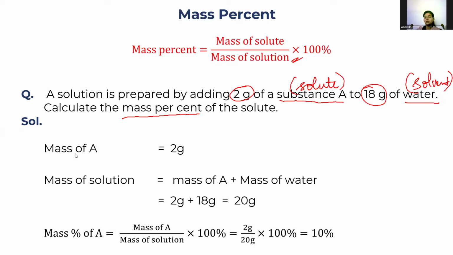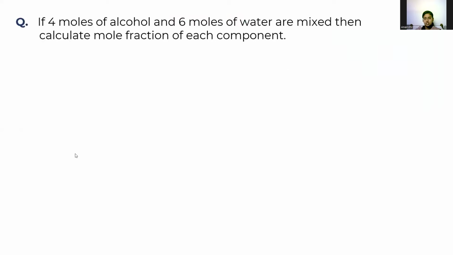Finished? Okay. So here is a question. If 4 moles of alcohol and 6 moles of water are mixed, then calculate the mole fraction of each component. So we have two components, alcohol and water. You can take alcohol as A and water as B. So how will you proceed with this? Chi A by chi A plus B. Yeah, chi. It is not psi, it is chi, or else you can use the letter X also.